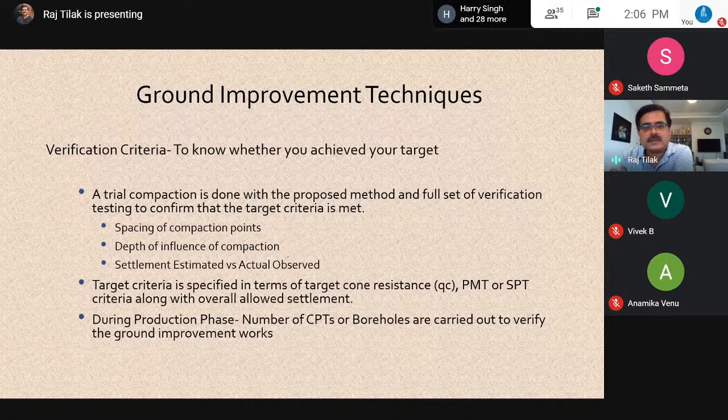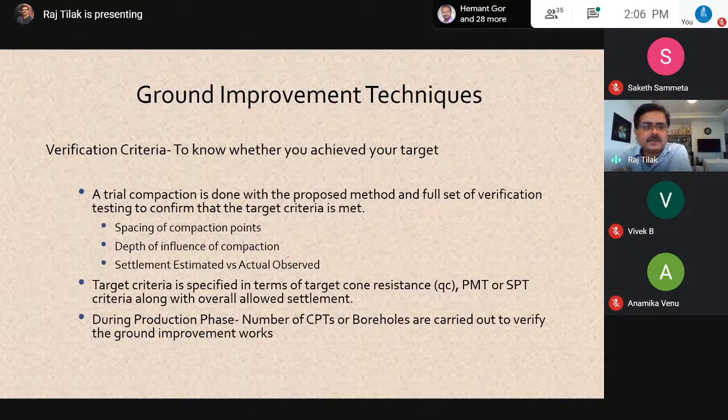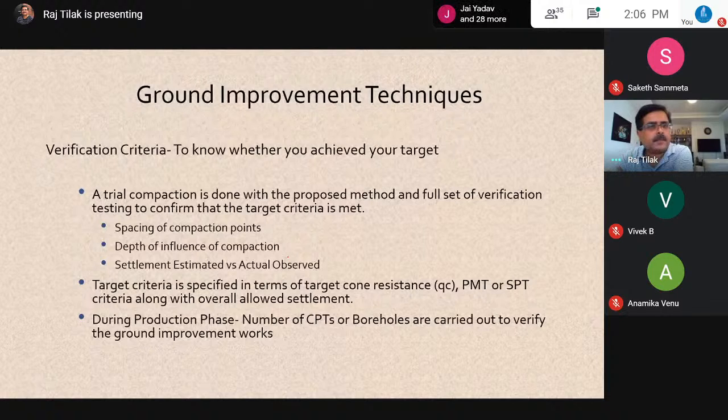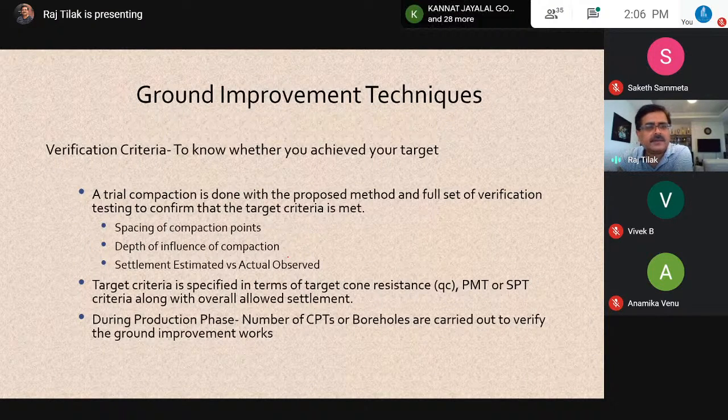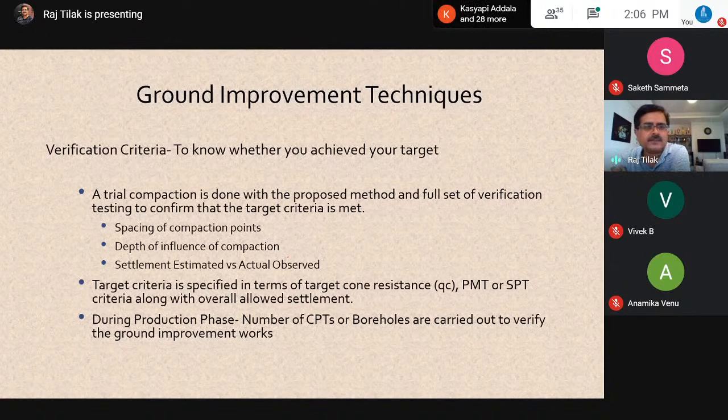Because he cannot just have a few roller passes and say the job is done. So you need to specify some target criteria, and this is typically called performance specifications. So the ground improvement contractor comes, and it's not that he can design everything on paper and be happy. He has some design tools, but finally he will come and do a trial compaction.